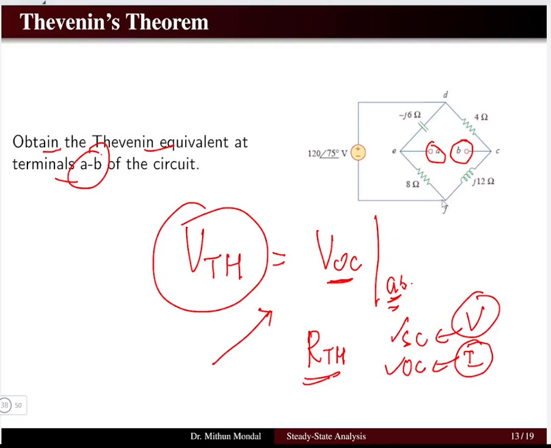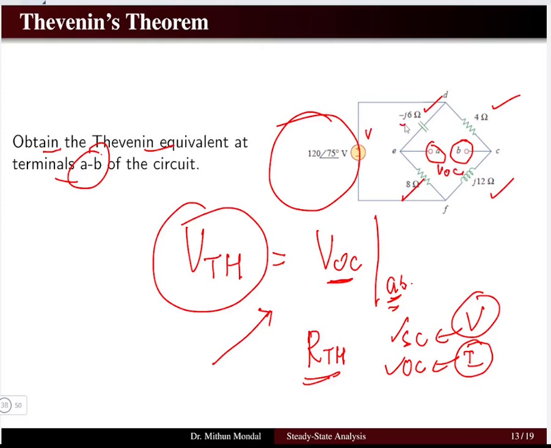First, we will check whether all the impedances are in ohms or not. So I see that all the parameters are in ohms. So I need not convert the Henry to ohms or Farad to ohms. It is already in ohms, that is, in impedance. Source is basically 120 angle 75. That is basically a voltage source. So what is the open circuit voltage at terminal AB?